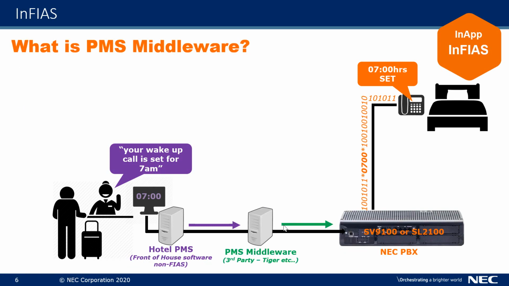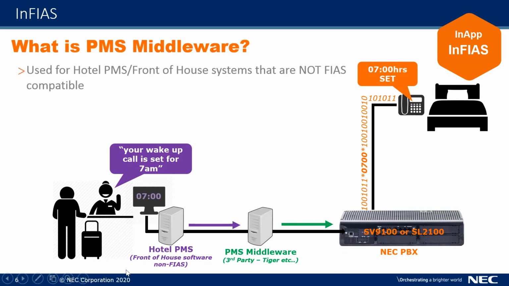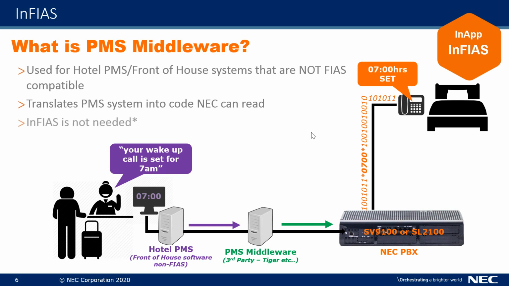Okay, so what is PMS middleware? Well, it's used when the front of house system is not FIAS compatible. PMS middleware Tiger is one that you may have heard of. It's a very popular one that a lot of hotels use. It translates the language into a format that we can understand, and obviously sets the feature that they're trying to do. So quite simply, it translates the PMS system into code NEC can read.